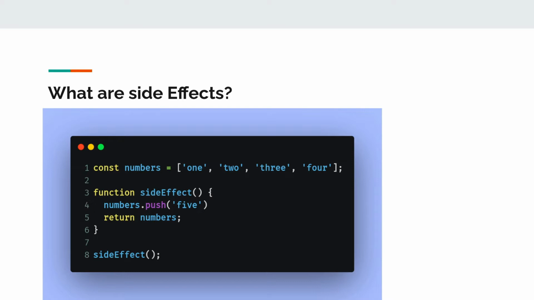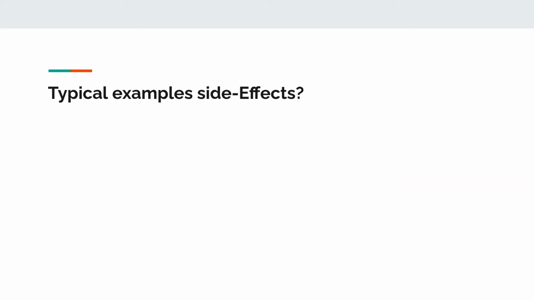Similarly, if we add a console log inside the sideEffect function, it will again be considered a side effect, because the main purpose of console log is to show the data in the console, and it has nothing to do with the sideEffect function. All right, so these are the two examples. Let me share other examples with you.